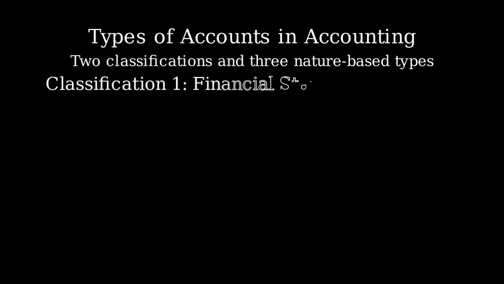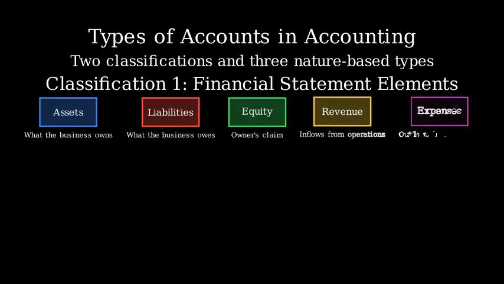The first classification is by financial statement element. There are five main elements: assets, liabilities, equity, revenue, and expenses. Assets are what the business owns or controls. Liabilities are what the business owes to others, and equity is the owner's claim, which equals assets minus liabilities. Revenue represents inflows from operations, while expenses are outflows or uses in operations.